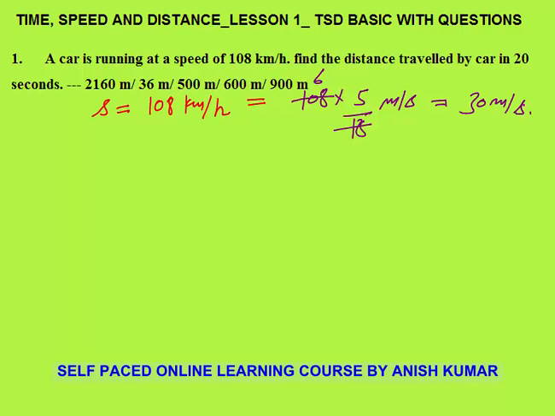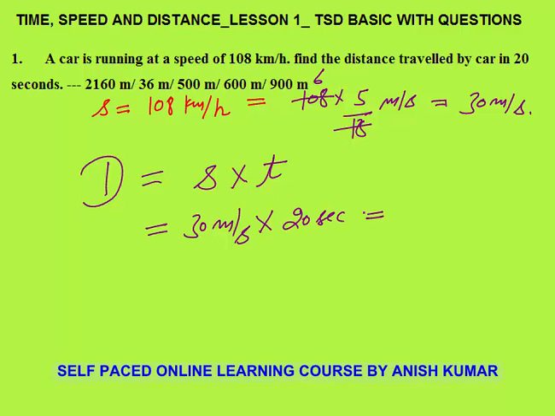Now I need to calculate the distance traveled d. Distance traveled d is always equal to s into t, that is speed into time. We know that the speed of the car is 30 meter per second, and the time taken by the car is 20 seconds. So the distance you travel is 600 meters. So your answer is option number 4, 600 meters.